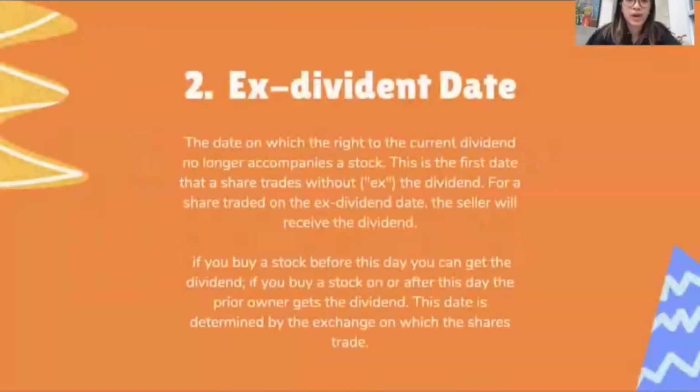And the second one is the ex-dividend date. The ex-dividend date is the first day on which a new purchaser of stock will not be entitled to the dividend because they already transacted. Typically, the stock price drops by the amount of the dividend on the ex-dividend date. This ex-dividend date is 1 or 2 business days before the record date. For example, if you buy a stock before this day, you get the dividend. If you buy a stock on or after this day, then the prior owner gets the dividend. This date is determined by the exchange on which the shares trade.